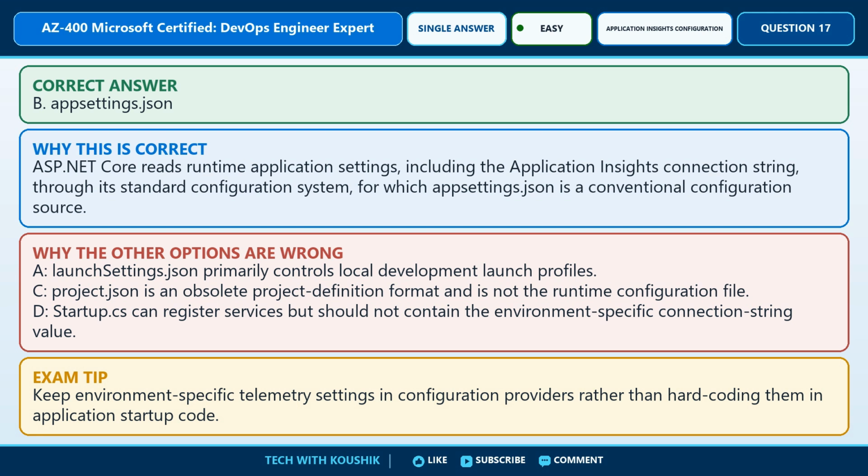Why are the other options not correct? A. Launchsettings.json primarily controls local development launch profiles. C. Project.json is an obsolete project definition format and is not the runtime configuration file. D. Startup.cs can register services, but should not contain the environment-specific connection string value. Exam tip. Keep environment-specific telemetry settings in configuration providers rather than hard-coding them in application startup code.